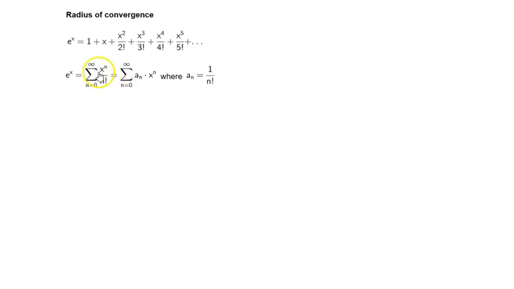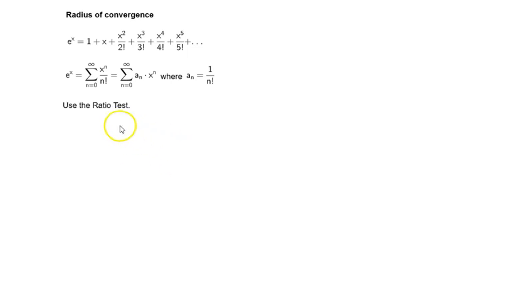Now here what we can do is this 1 by n factorial, we can write it as a_n. So our summation becomes the sum as n goes from 0 to infinity of a_n times x to the power of n, where a_n is equal to 1 by n factorial. Now here, since we are focusing on x about a, we can focus only on a_n, because the convergence depends on how fast or slow a_n increases or decreases.